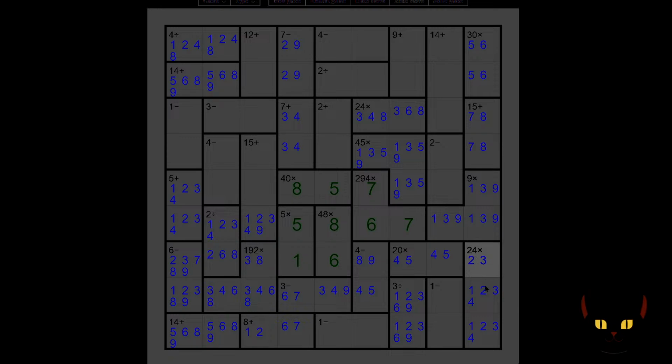2 here would make 12, would require the 3, 4. 3 here would require 8, which would require the 2 and 4. The 1 is still good. Now we've used up the 2, the 3, and the 4, and the 24.